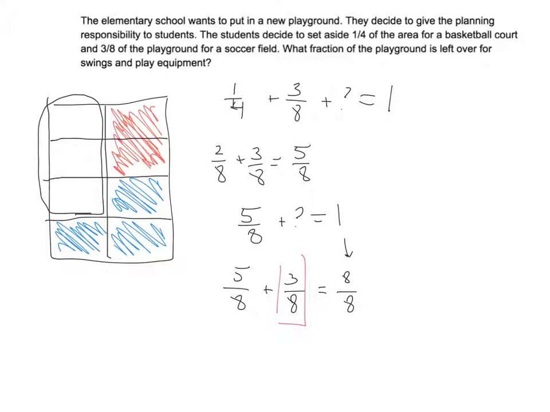We could also take this equation and rewrite it as 1 minus 5/8. Now again, this 1 changes to 8/8. If we subtract 5/8 from that, we're going to end up with 3/8 left over.